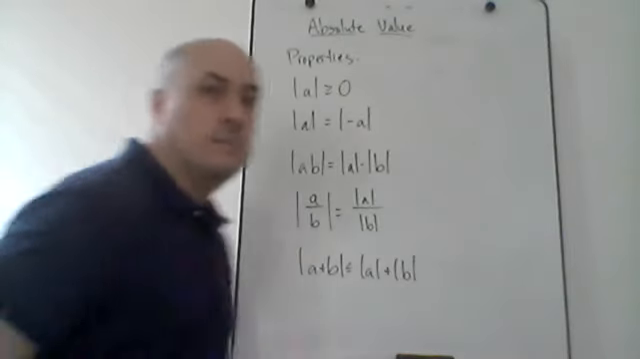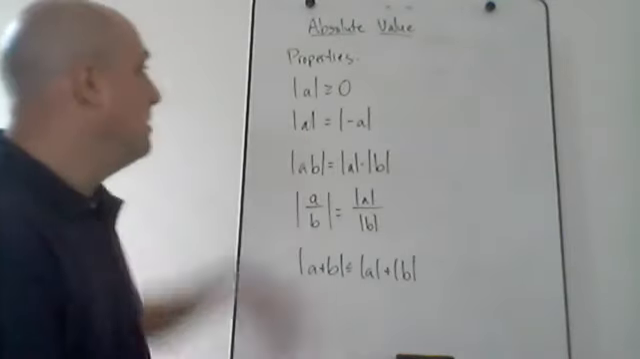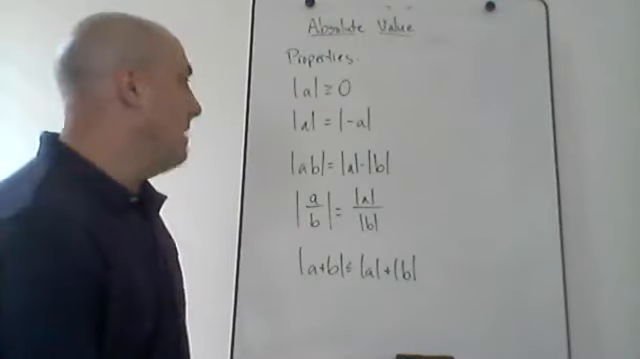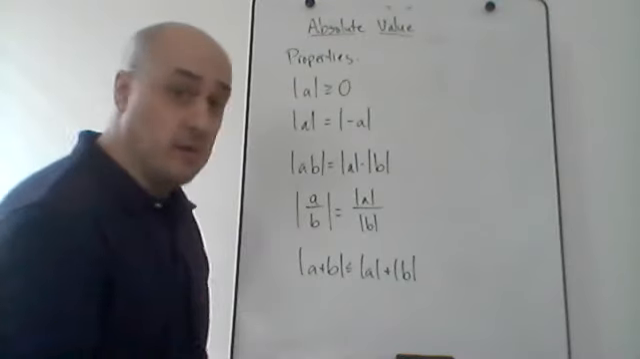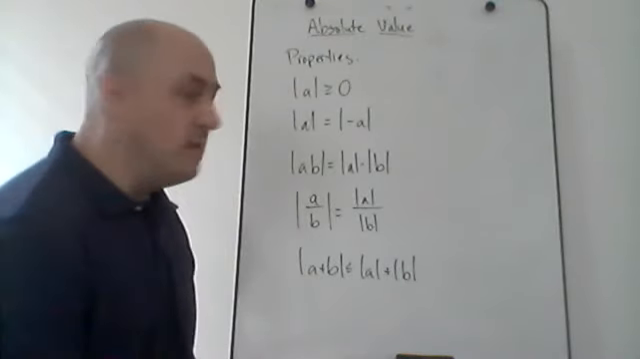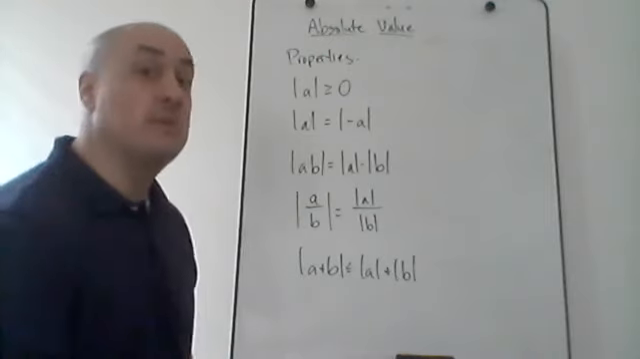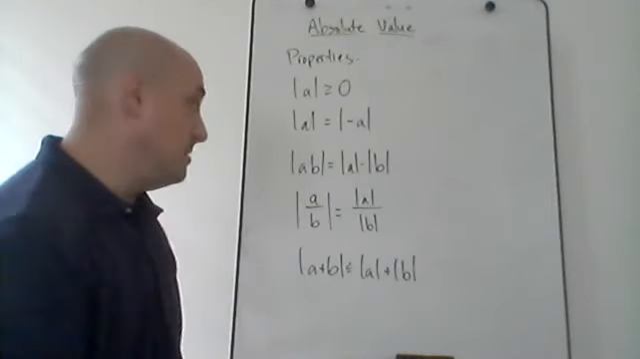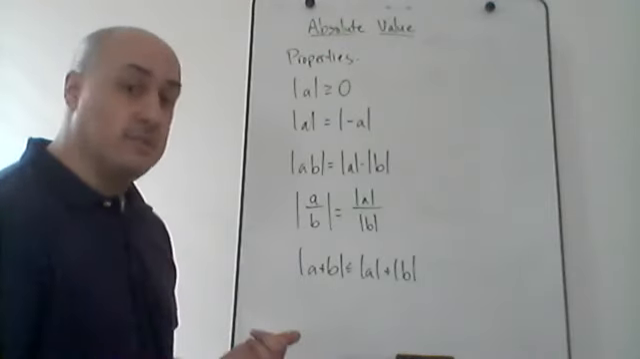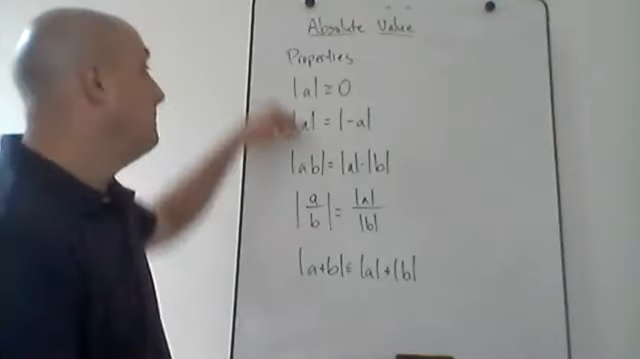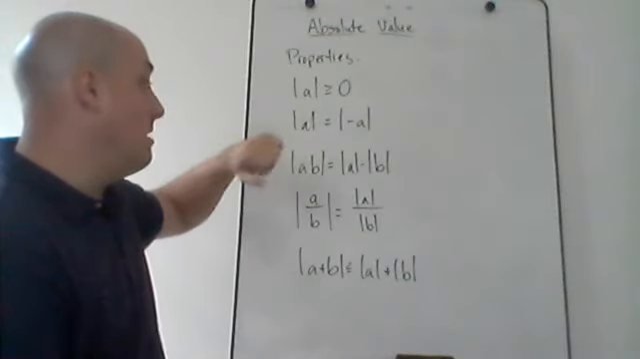All right, we've got here some properties of absolute value. The first one: the absolute value of a is greater than or equal to 0. When you take the absolute value of a quantity, it's never going to give you a negative number, never something less than 0. It's always going to give you either 0 or some positive number. So the absolute value of a is always greater than or equal to 0.